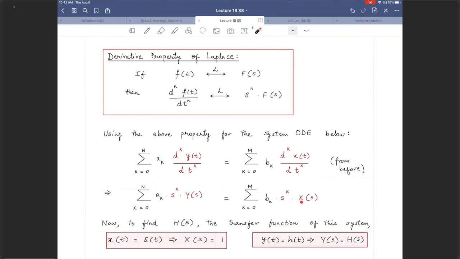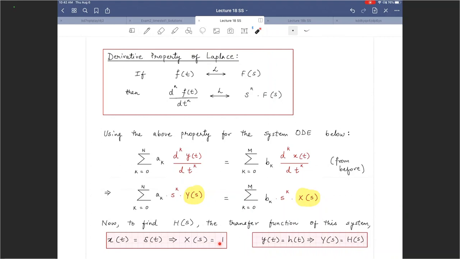Once we have that, what we really need is the transfer function. So let me highlight what we really need. We need Y(s) divided by X(s). That's what we need. That will be our H(s). In order to find that, we are going to use these two conditions. One is, if x(t) is delta(t), if we provide an input of an impulse to this system, that would imply that the Laplace transform of an impulse is 1, right? That X(s) is 1 in that case.